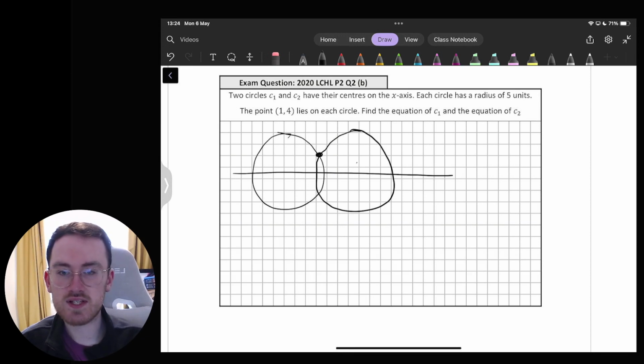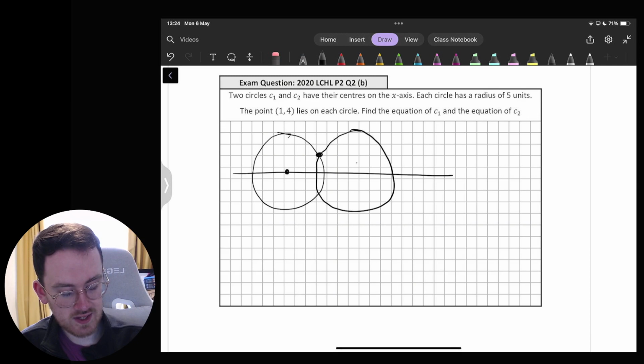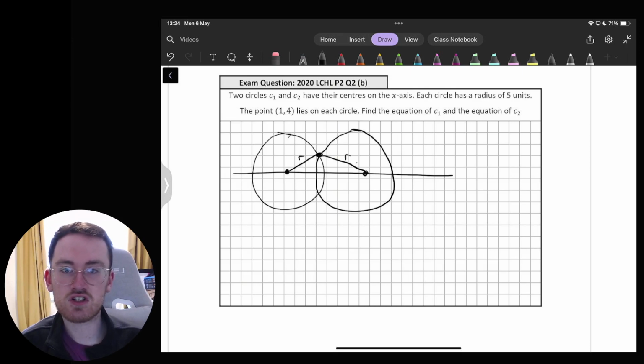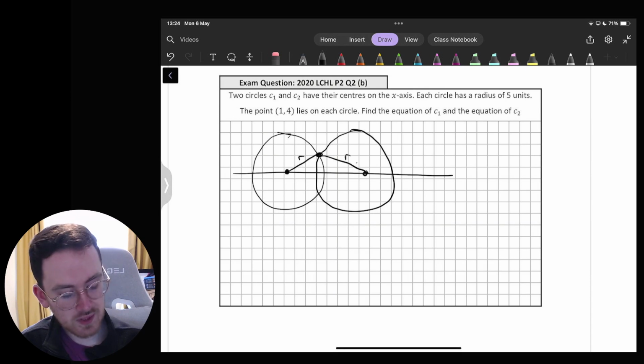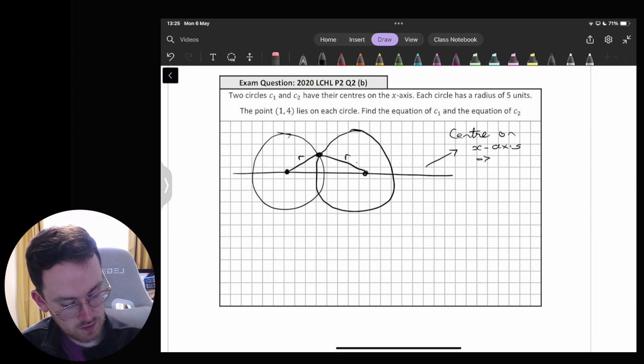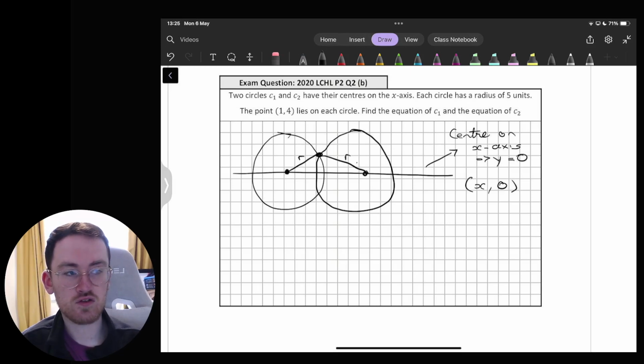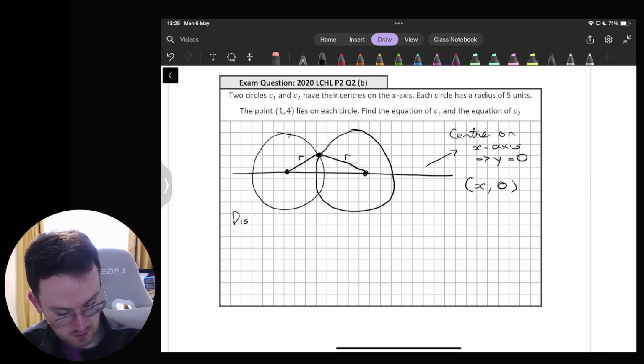Okay, we obviously don't know exactly what the situation is. What I'm going to take advantage of here is that the distance from the center of each circle to this point 1,4 is going to be the radius of each circle. And I know in this case that the radius of each circle is 5 units. Okay, since the center is on the x-axis, that's going to mean that y is equal to 0. So the center is going to be something, 0. So for both circles, the center is just going to be something, 0. Okay, the distance to that point 1,4 should be equal to the radius, which is 5.